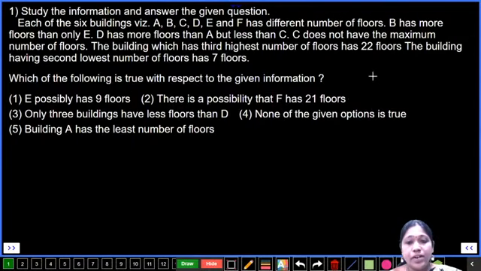Hello everybody, today we'll discuss RRB PO test number 106. See the first question from the reasoning. It is a puzzle of comparisons. There are 6 buildings, namely A to F, and each has a different number of floors.